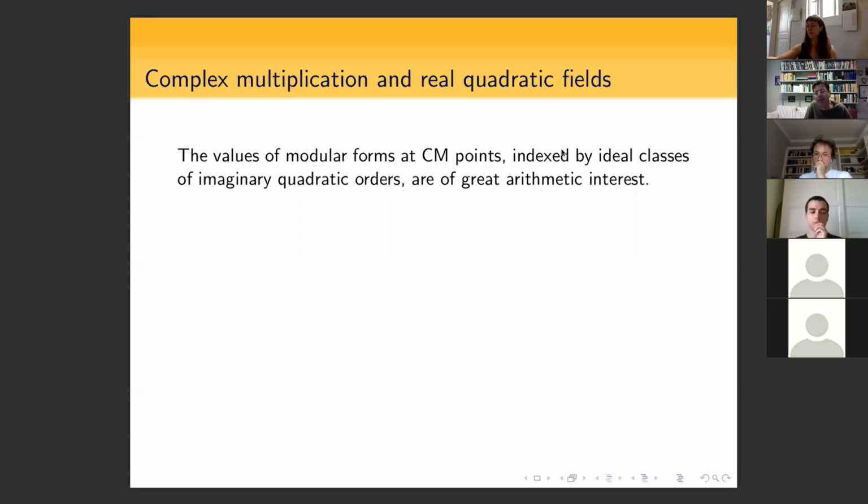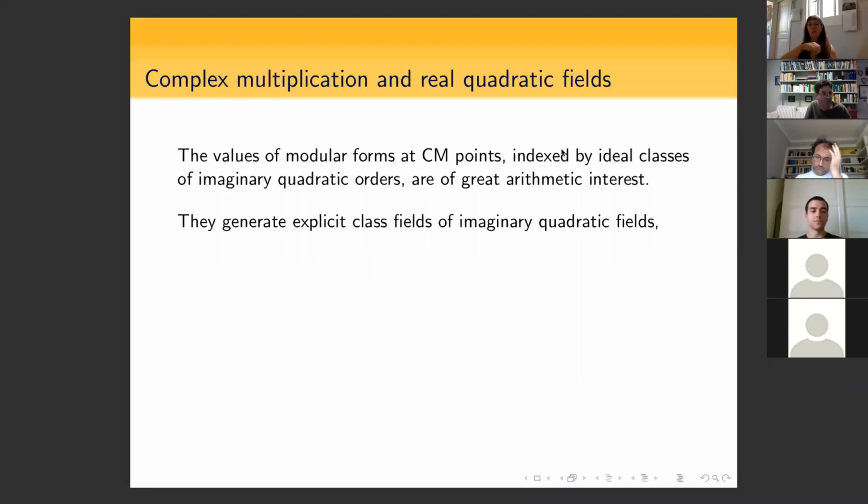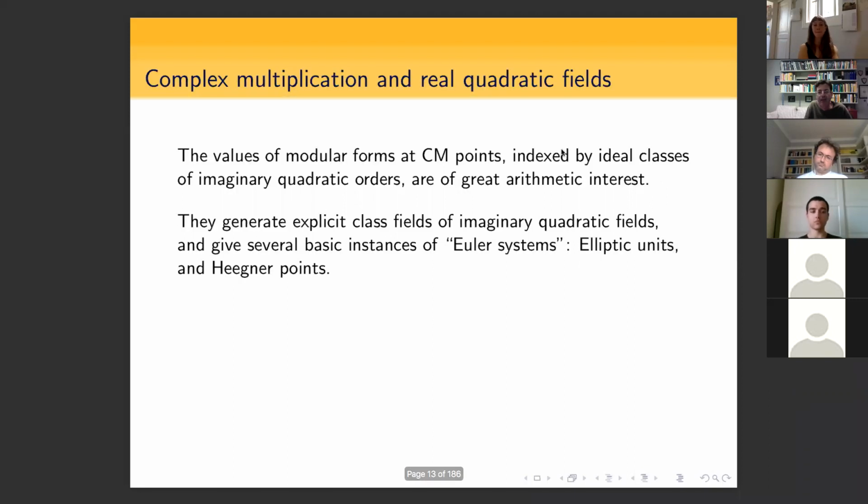And the CM points themselves, or their orbits under a group like SL2Z, are naturally indexed by ideal classes of imaginary quadratic fields. And these values are generally of great arithmetic interest. They give us a handle on explicit class field theory for imaginary quadratic fields. And they also give interesting instances of Euler systems, which are, of course, something of a cottage industry in Barcelona. So elliptic units, which give us a lot of insights into the arithmetic of abelian extensions of imaginary quadratic fields, and also of elliptic curves with complex multiplication, and Heegner points, which give us the best information we still have now on the Birch and Swinnerton-Dyer conjecture for elliptic curves over the rationals.